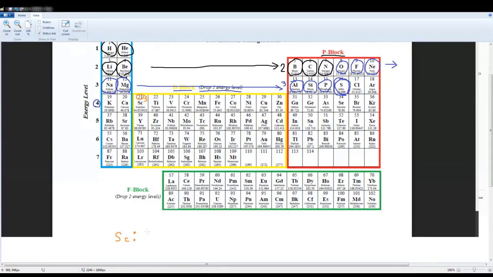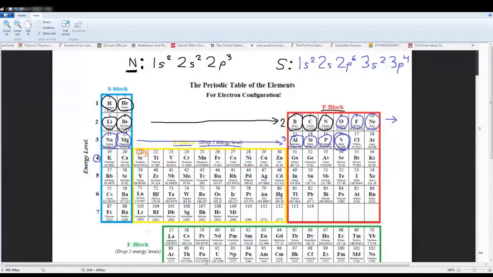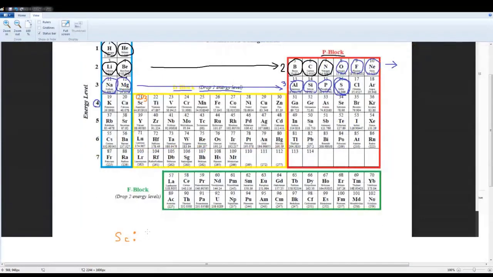What do I start with? What do I start the electron configuration with? What orbital am I going to fill up first? Yeah, 1s2, very good. So I'm going to start with 1s2.